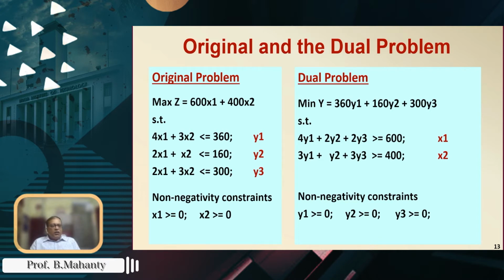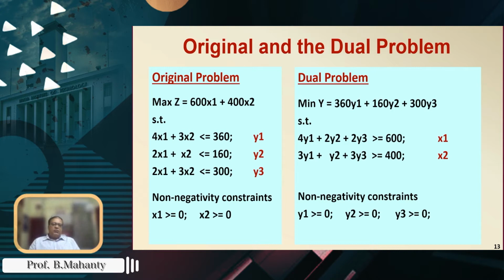So the objective function of the dual problem should be 360 y1 plus 160 y2 plus 300 y3. Look here, that is written: 360 y1, 160 y2, and 300 y3. Now, since the original problem is maximization, the dual problem should be minimization. If the original problem were minimization, the dual problem should be maximization. So you get the objective function.